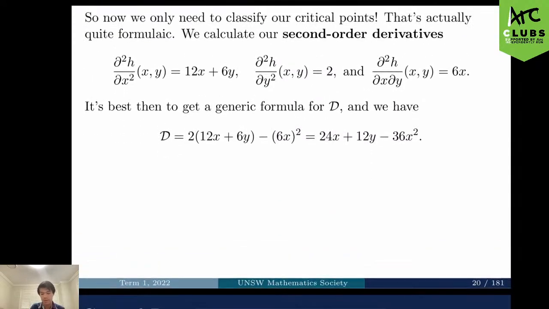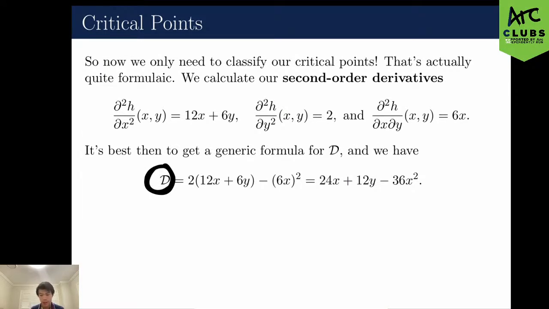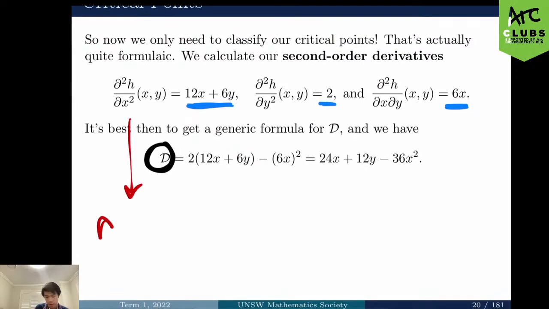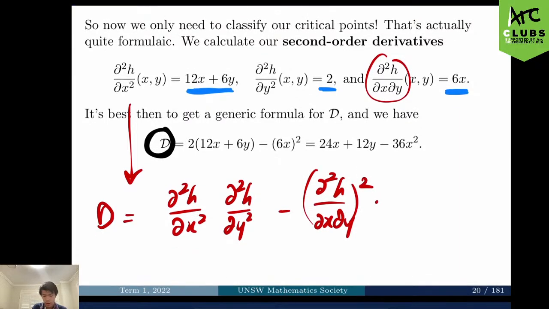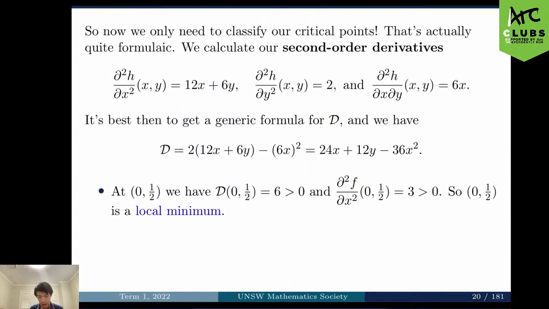Yeah, we want to calculate D. So second order derivatives, I won't go into the process of doing this, but just differentiate again. We've got 12x plus 6y, we've got 2, we've got 6x. So if you remember our formula, it was equal to these two multiplied together minus this last one squared. Right, so perfect. We've got (12x plus 6y) times 2, minus (6x) all squared. Okay, that's pretty good.